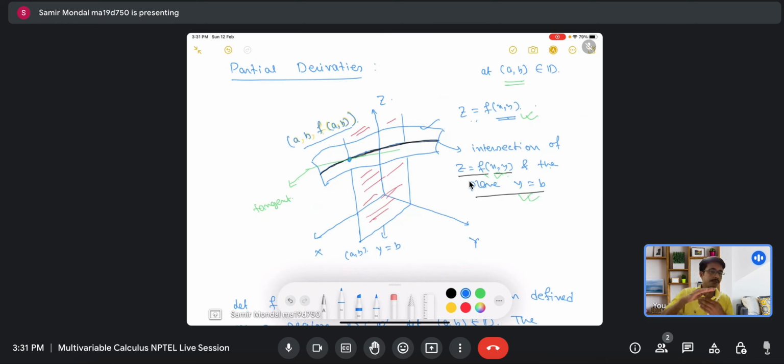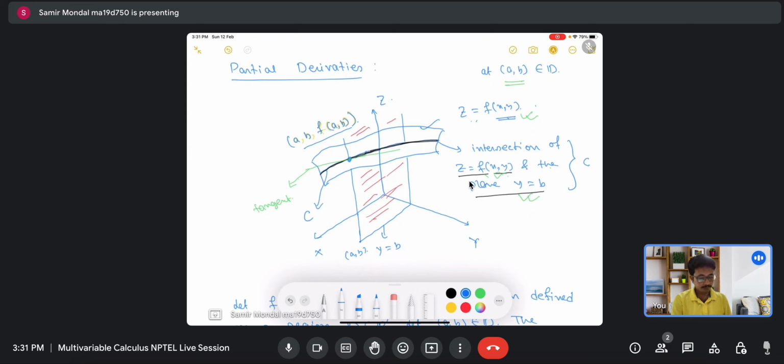The intersection between this function, this surface, and the plane y equal to b gives one curve. Take its name as C. So we are getting C as the intersection of f of x, y and the plane y equal to b. So for the partial derivative at the point (a, b) with respect to x, when we are doing the partial derivative with respect to x, we have to plug in the other variable.